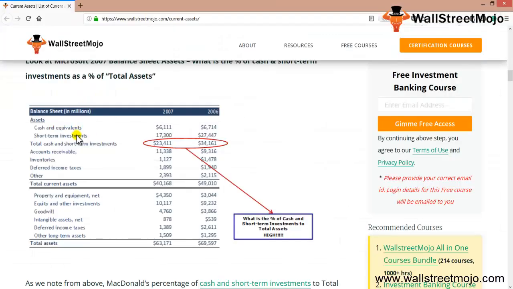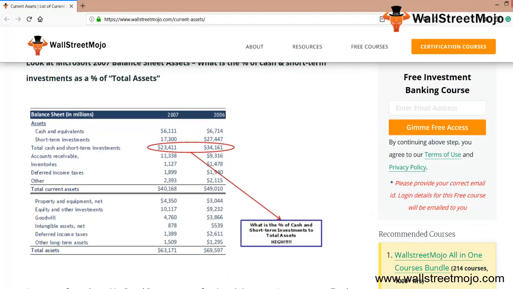Let's see that. As you can see, the cash and cash equivalents of Microsoft of 2007, the total cash and short-term investments, as you can see, 23,411 in 2007 and 34,161. So what is the percentage of the cash and the short-term investments to the total assets, which is actually really high, right? As we note from the above, the McDonald's percentage of the cash and short-term investments to the total assets was close to 52.28% in 2007 and 69.7%. Sorry, it was not Microsoft, it's McDonald's. So this is how the things have been calculated.